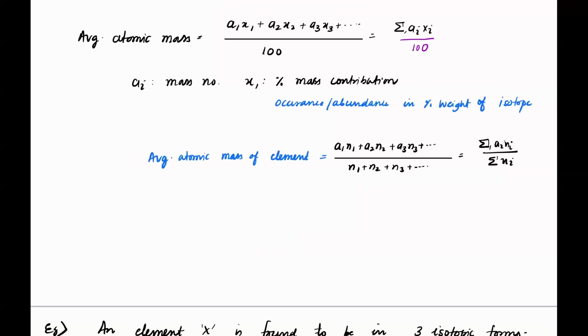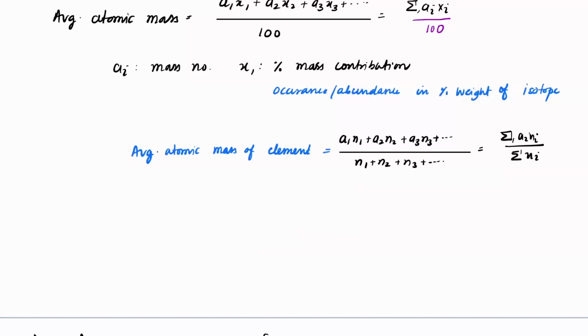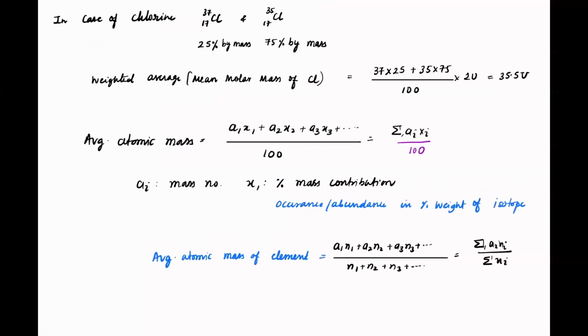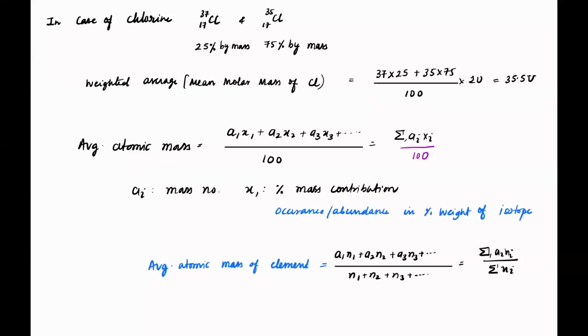Suppose you have the average atomic mass of an element, and instead of giving percentage mass contribution, I give you how many moles are present. Then I can always use A1N1 plus A2N2 plus A3N3 and so on, divided by N1 plus N2 plus N3. That will give the average atomic mass. Okay. Clear?